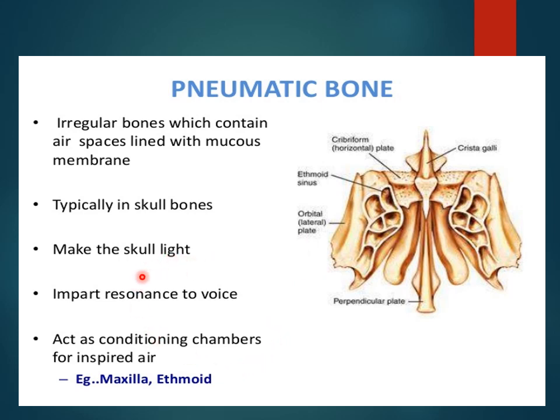Also there is the mastoid process. These make the skull light. The air makes the skull lighter. Also they help to add resonance to the voice. These act as conditioning chambers for the inspired air. So these are the advantages of the pneumatic bone, and the one basic disadvantage is that these air cells can easily get infected. So infections and inflammation of the sinuses and these pneumatic bones are common.